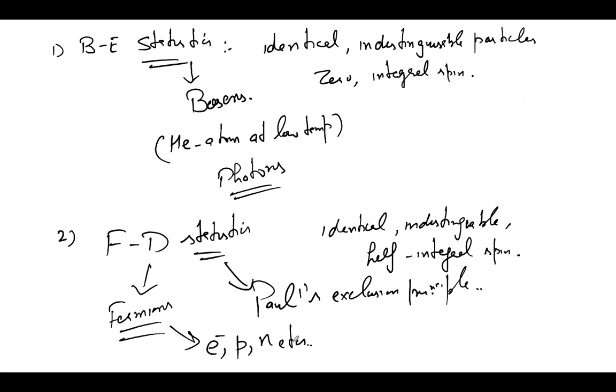So let us discuss with the help of some diagrams the illustration of the difference between these three statistics. In classical statistics, or I will write here the Maxwell-Boltzmann statistics.